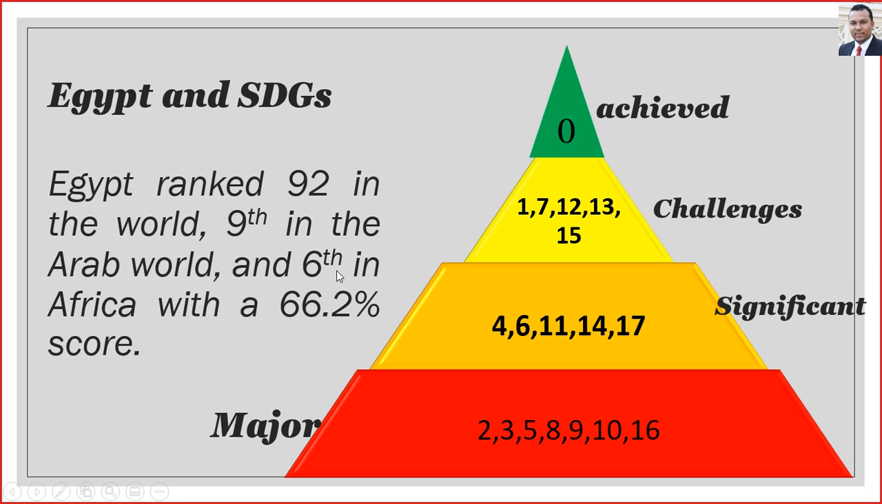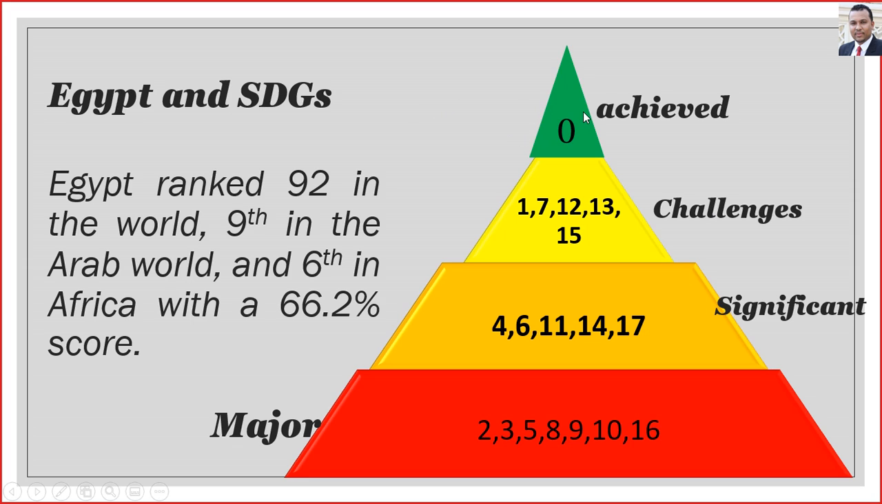What about the score for Egypt? Egypt scored 66.2%. So what about this pyramid? The pyramid of Sustainable Development Goals in Egypt.